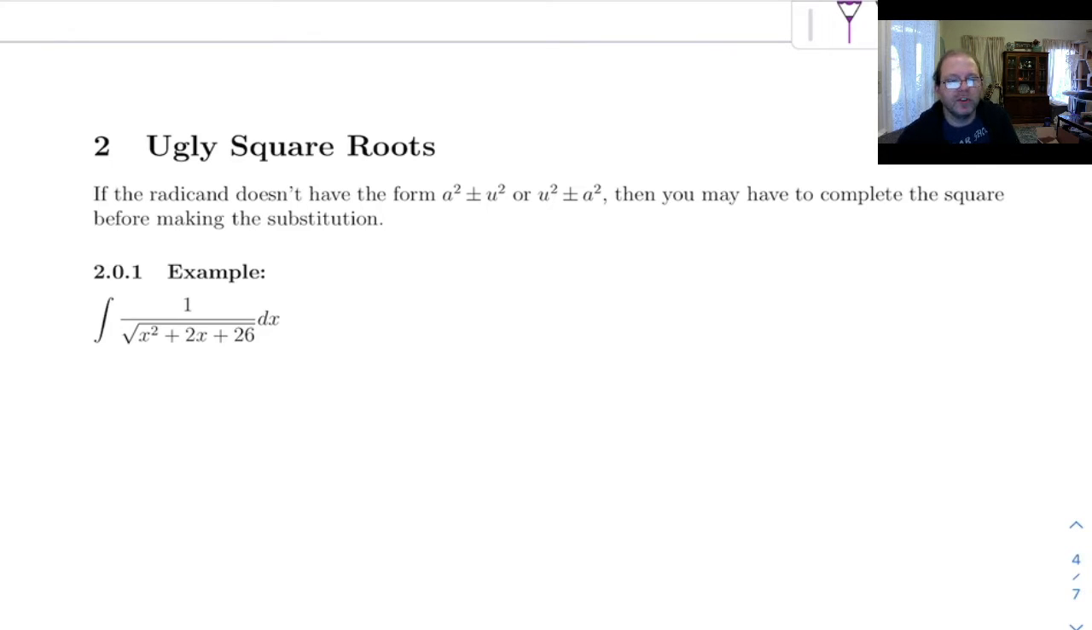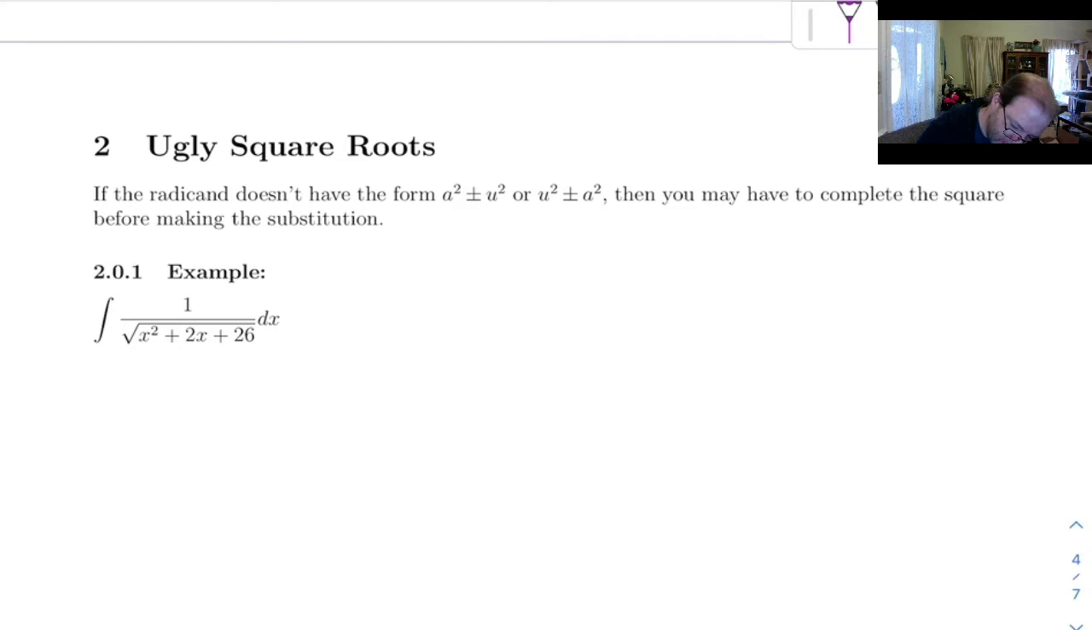Okay, the examples we saw before all had nice square roots, but what if the square roots aren't in the nice form where it's a sum or difference of two squares? Well, if that happens, what we have to do is complete the square before we can do the substitution. So let's look at this thing. We've got x squared plus 2x plus 26.